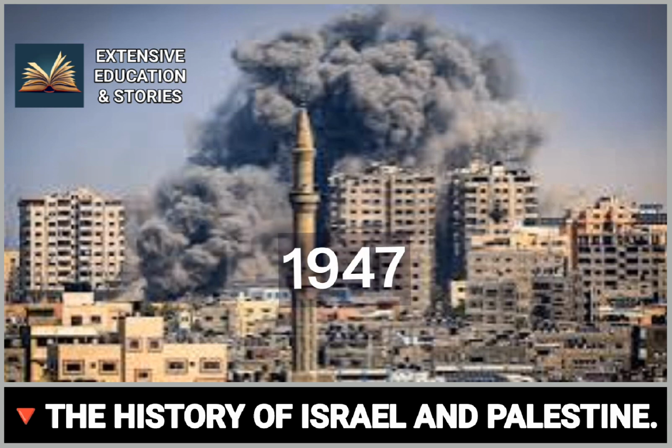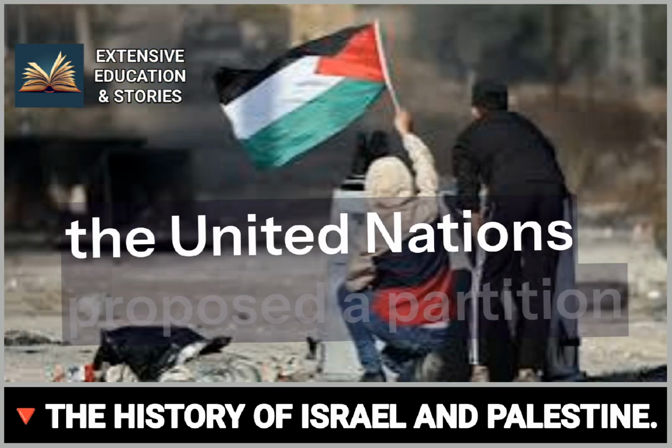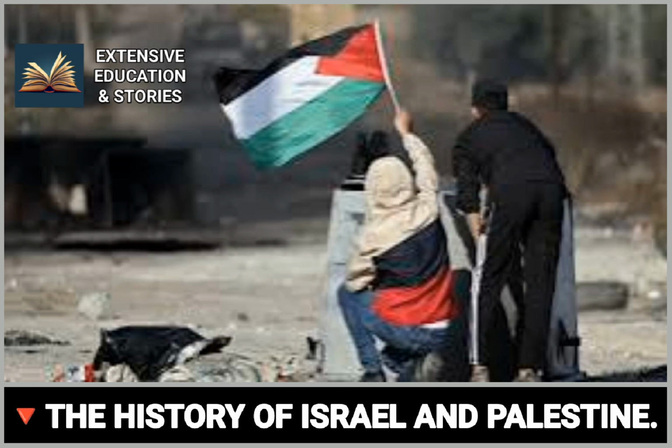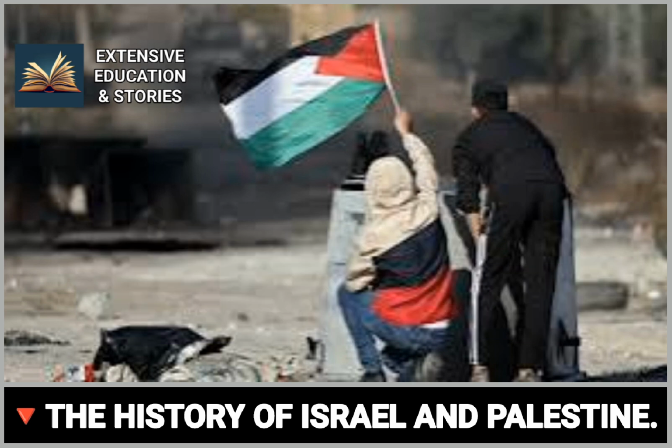UN Partition Plan, 1947. In response to ongoing conflict, the United Nations proposed a partition plan to create separate Jewish and Arab states. Jewish leaders accepted the plan, while Arab leaders rejected it.